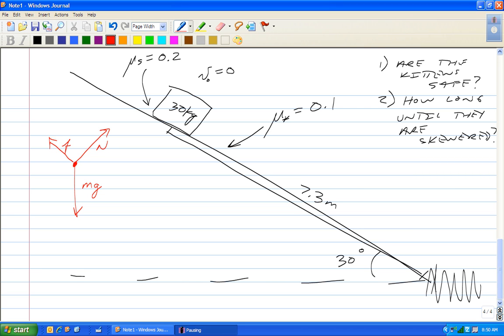Now, here's where I need to introduce to you one of the most important rules you'll learn all year. And that is how to set the coordinate system. Number 1 rule for setting your coordinate system is if there's acceleration, make it along an axis.